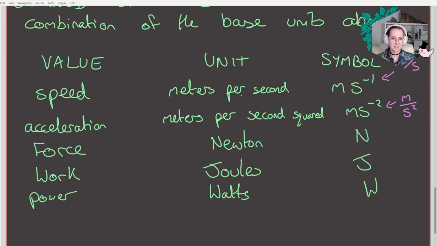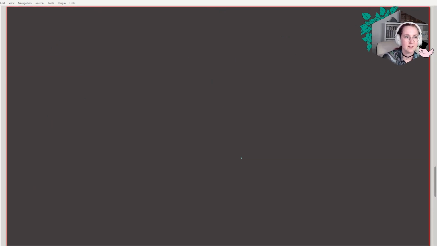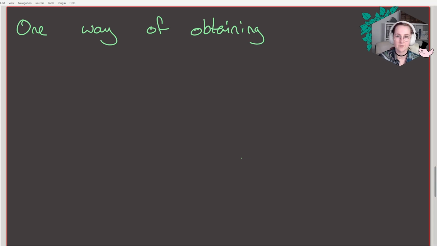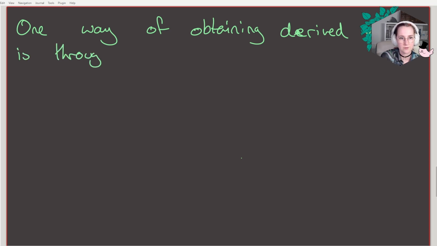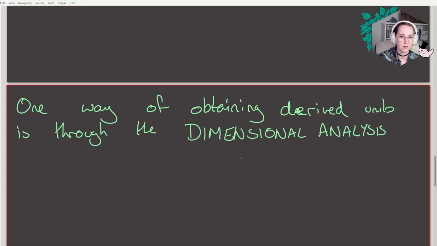They do have SI equivalences, but for completeness we write a Newton as N because writing it in its full form is complicated. So how do we go about getting it? Well, one way of obtaining derived units is dimensional analysis. So one way of deriving units is through the dimensional analysis of known relationships.